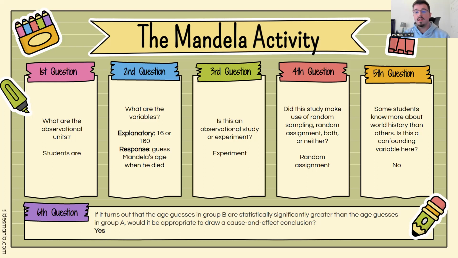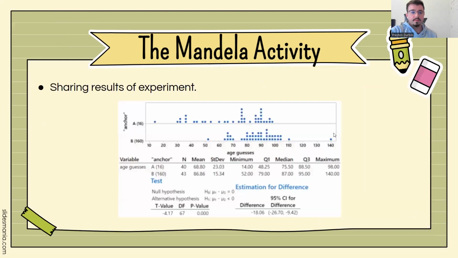The fourth question is, did this study make use of random sampling, random assignment, both, or neither? In this case, we only had random assignment, and we're going to go more into detail about that later. The fifth question is, some students know more about world history than others. Is this a confounding variable here? And this is no, because it's only focused on the population in their class. And then the sixth question is, if it turns out that the age guesses in group B are statistically significantly greater than the age guesses in group A, would it be appropriate to draw a cause and effect conclusion? And you can here, and this will be a key detail for random assignment.